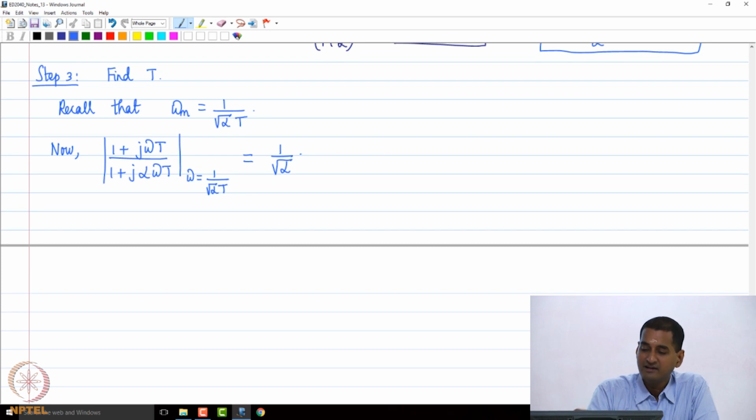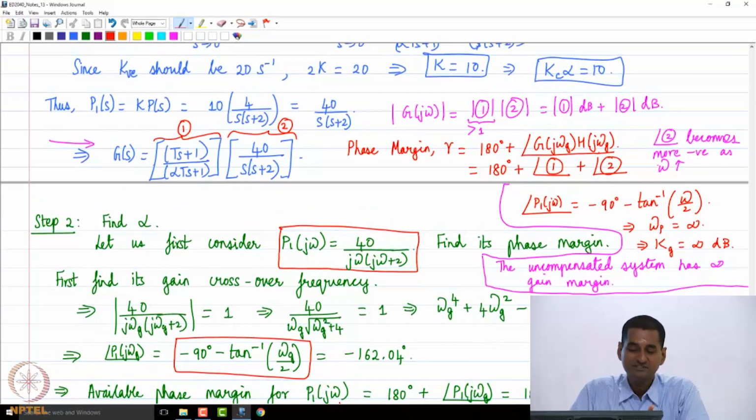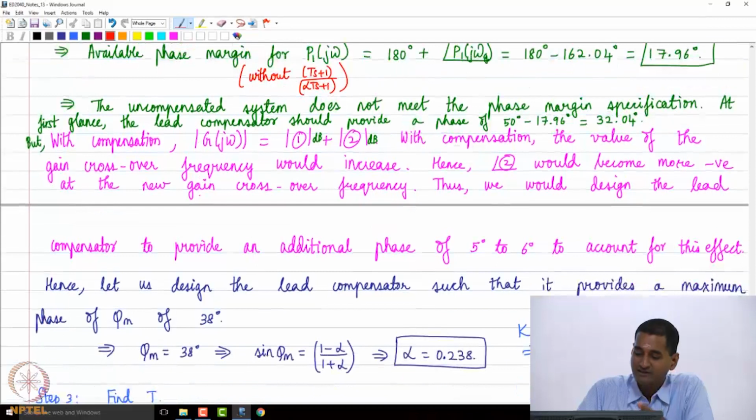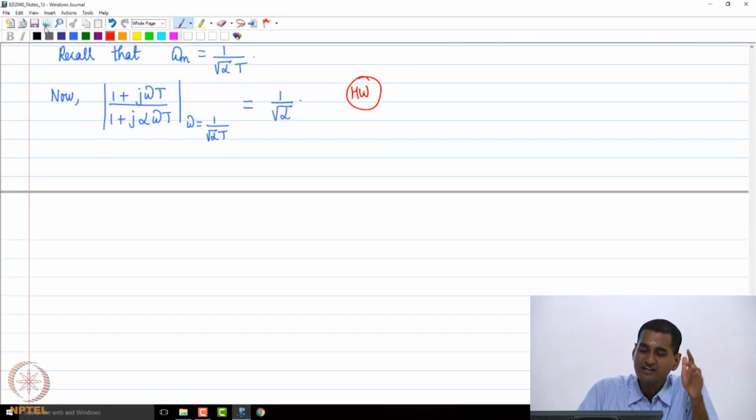So, that is something I leave it to you as homework. Okay. Pretty straightforward, right. So, what is this magnitude I am calculating? I am calculating the magnitude of the sinusoidal transfer function corresponding to Ts plus 1 divided by alpha Ts plus 1. That is what I am doing, right. That is this. Okay. So, this I leave it to you as homework. Okay. Pretty straightforward.